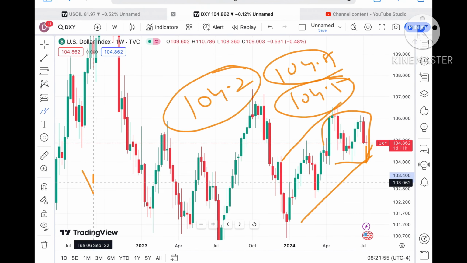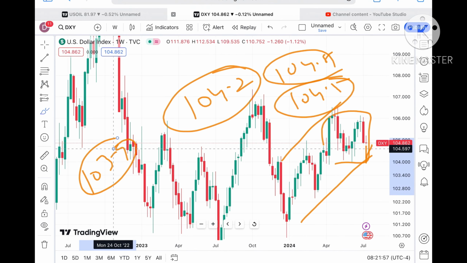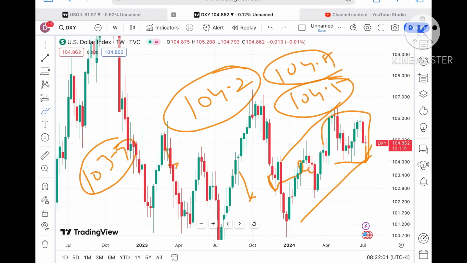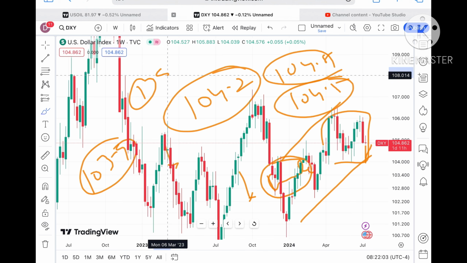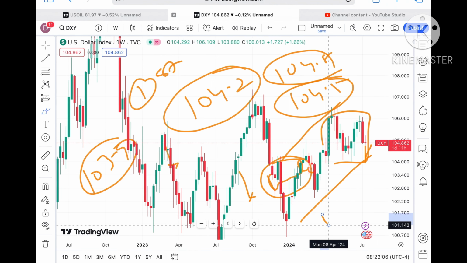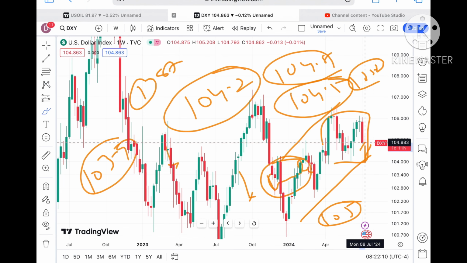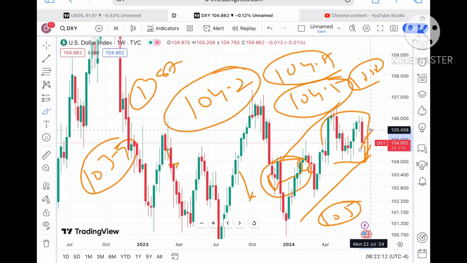So chances are high it will touch a level of 103.9 and then further low. So if the price of dollar index started going down, we can see the crude price can come up. Okay, first thing. Second thing is that if the price started going again above a level of 105, then it can touch a level of 105.2, which is a chance that it can touch.